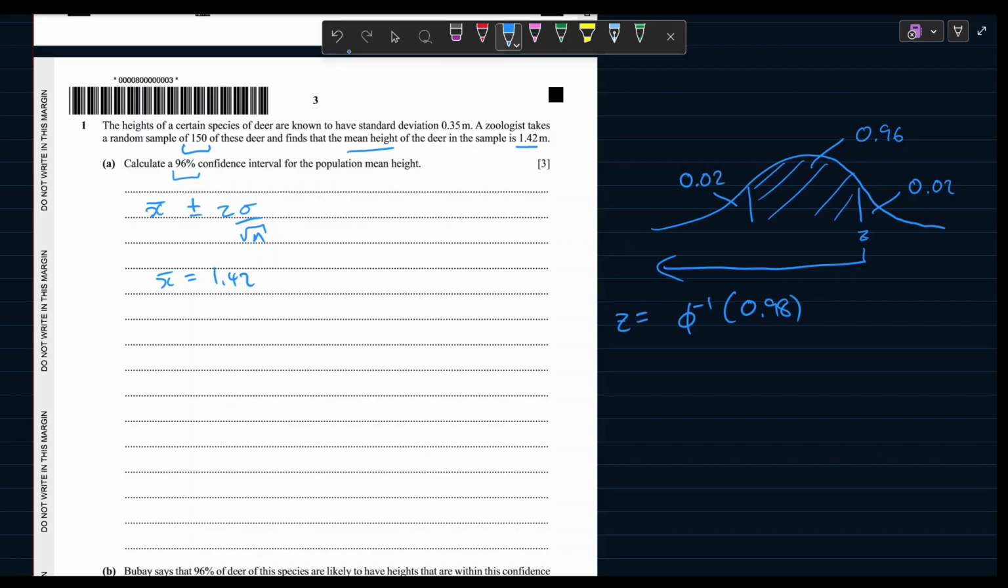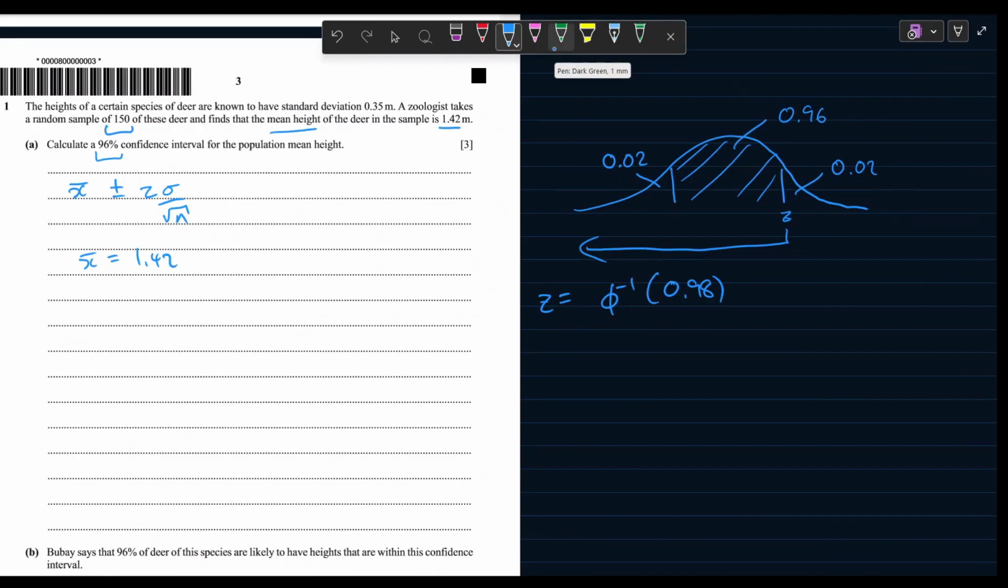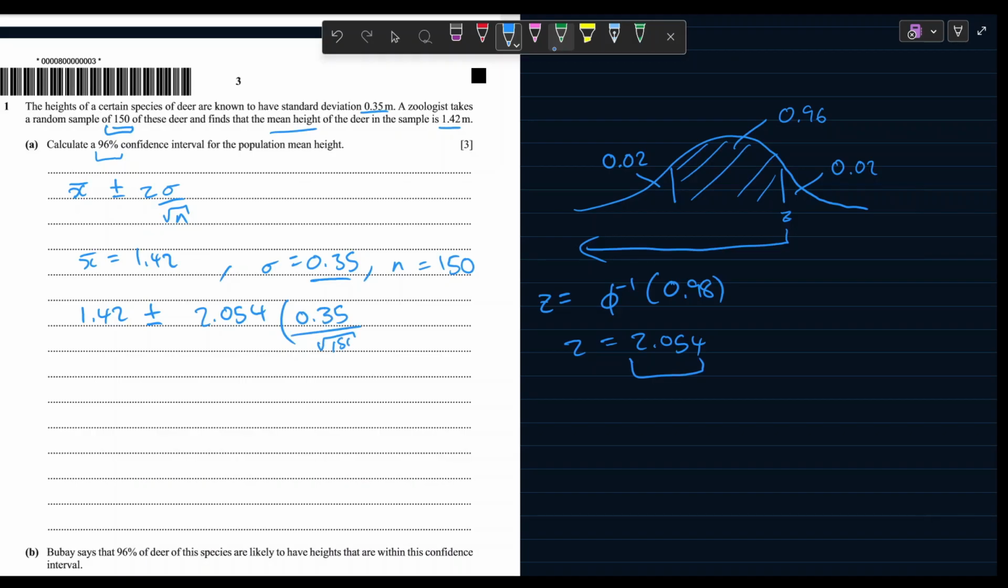So use your normal distribution tables and read it in reverse. So z is 2.054 and our sigma has been given as 0.35, and our n is our sample size, which is 150. So we can find our interval. It's essentially going to be 1.42 plus or minus z, which we said is 2.054, multiplied by sigma, which is 0.35, divided by the square root of 150.